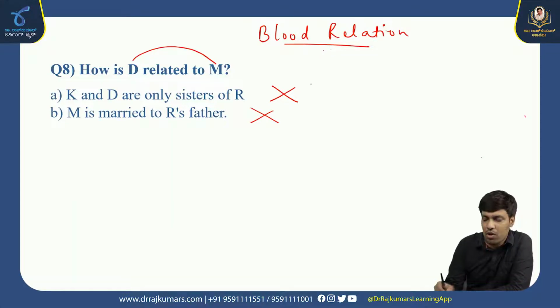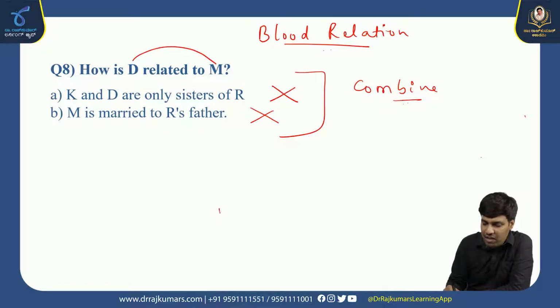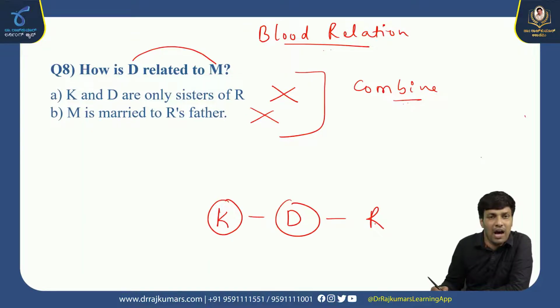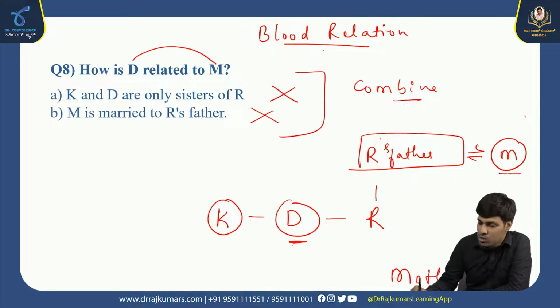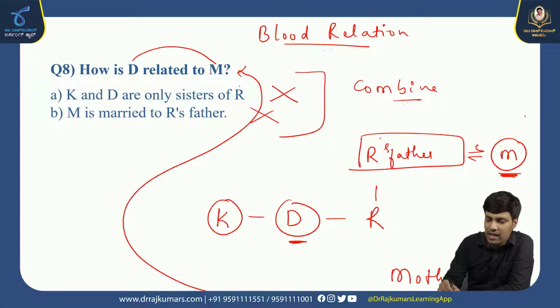When two statements go wrong we need to combine and check the condition. On combining we have K and D. K and D are sisters to R. M is married to R's father. Yes, we can clearly say that to D, M is mother. So we can clearly get the answer for this problem, that is how D is related to M.